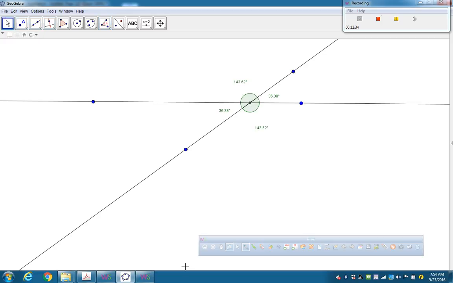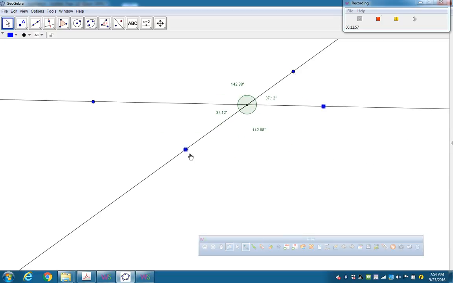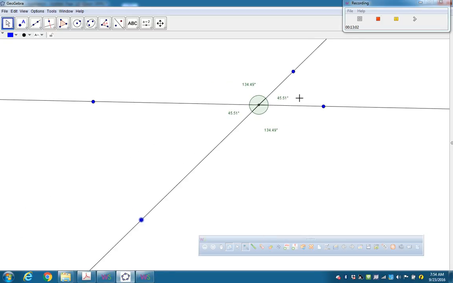What appears to be true about those angles where the lines cross? What's true about this angle here and this angle here? They're equal, congruent. This angle here, this angle here. What you want to do is drag your points around and make sure that it remains true. See that? 45.51, 45.51, 134.49, 134.49. Yeah?